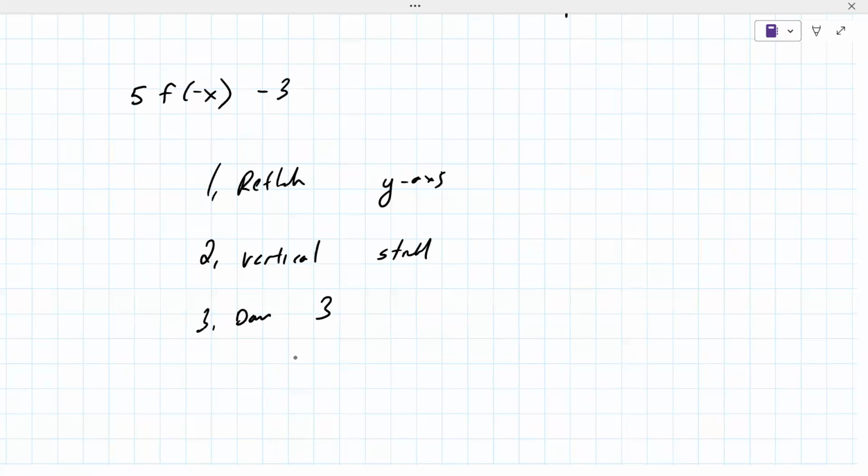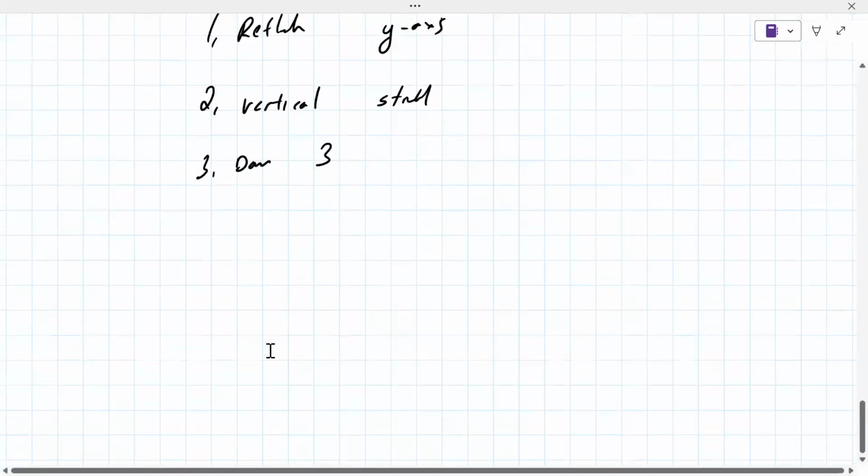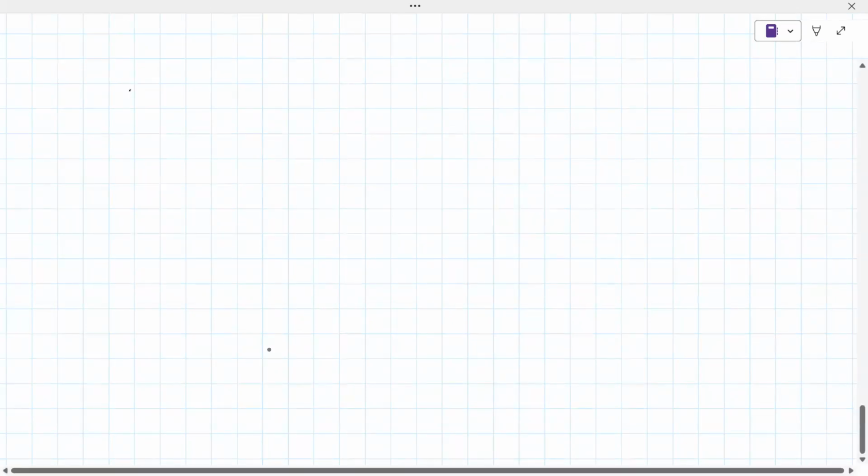All right, let me give you another one here. This makes it a little bit tougher. Here are some variations on this. I could do something like 6 minus f of x minus 2.